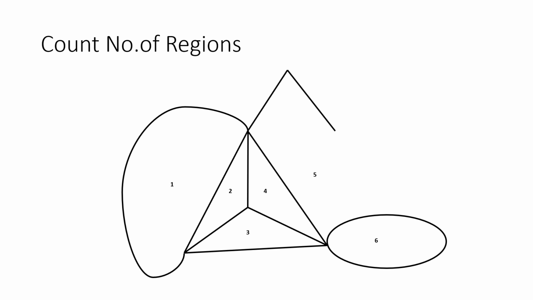Suppose we have a graph like this. Here you can count the number of regions as 6. Here the fifth region is an exterior region. The other regions are interior regions. They have boundaries.